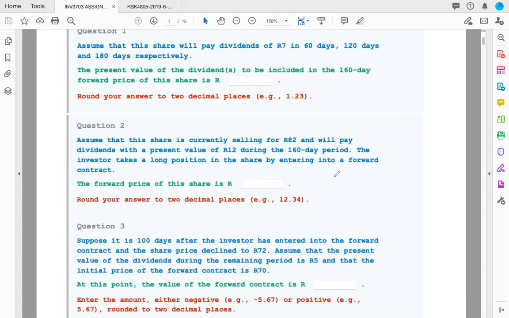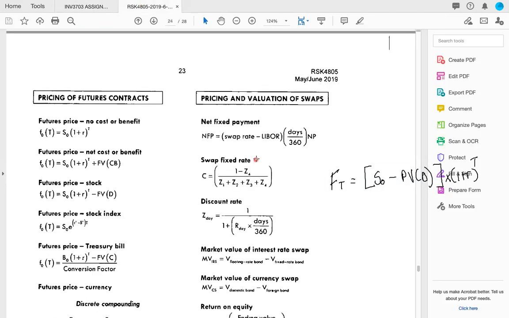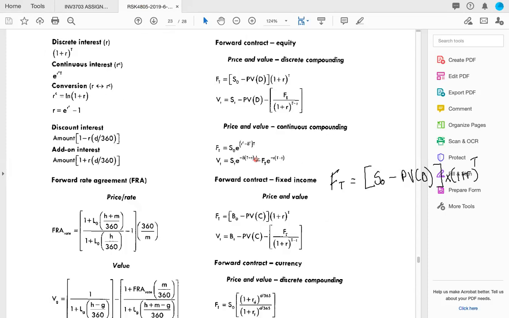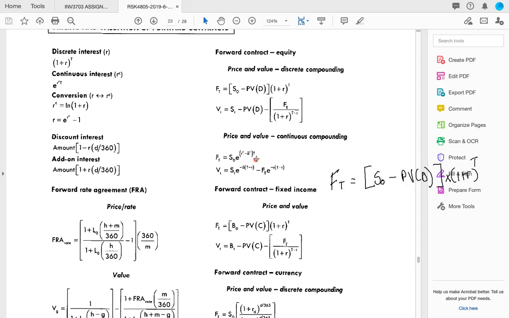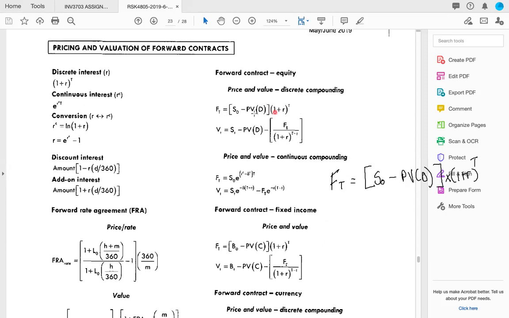If you remember, if we want to get the forward price of a share that pays dividends, we take the spot price of the share, we subtract the present value of the dividends, and then we multiply by 1 plus r to the power t. So this is a standard formula. You can get it on different formula sheets. This is just a formula sheet for the sister module to INV3703, but this is the formula we're dealing with. You also find it in the prescribed textbook. Spot price minus present value of dividends multiplied by 1 plus the risk-free rate to the power of time.